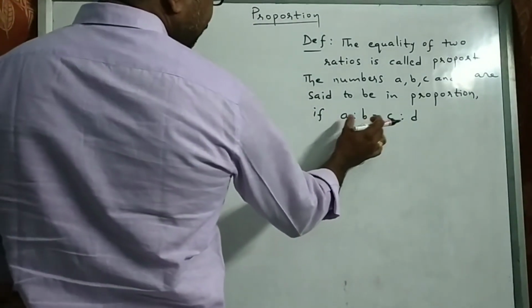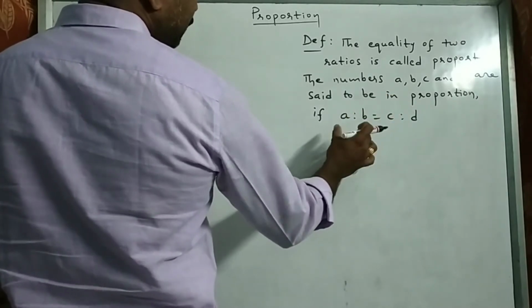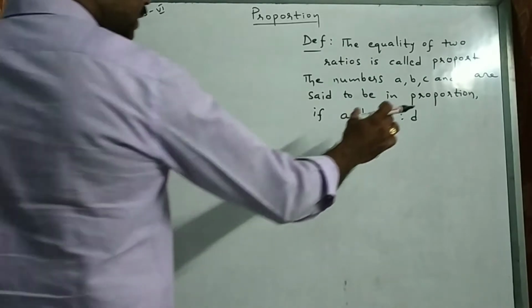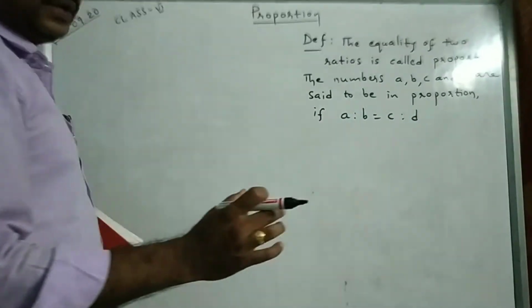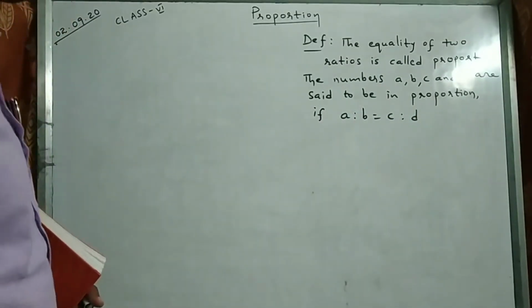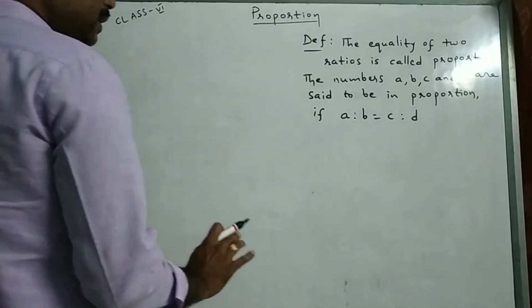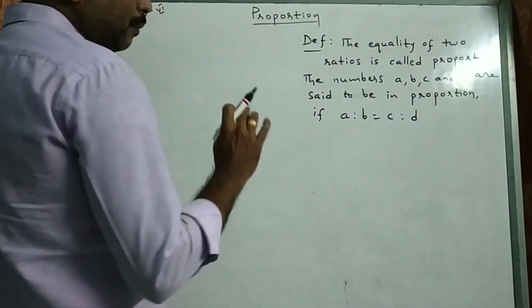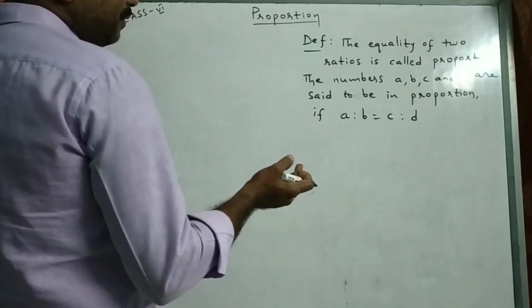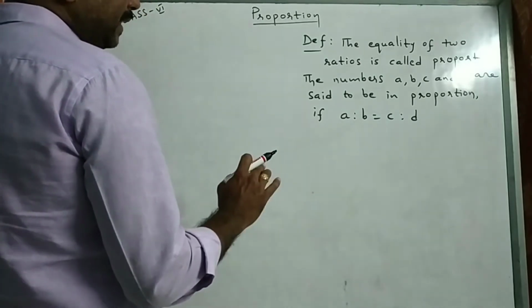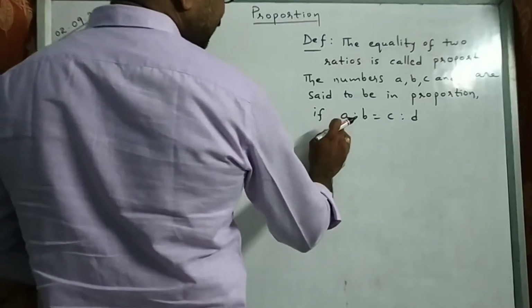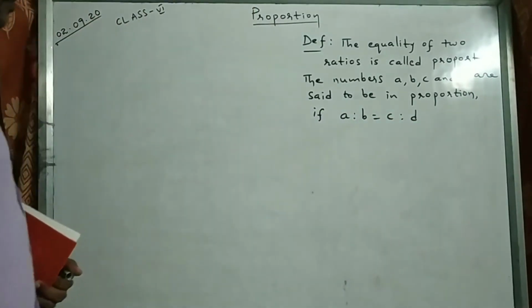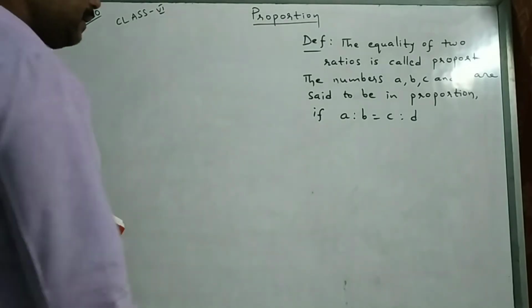So for the numbers to be in proportion, these two numbers should be of the same unit and these should be of the same unit, no problem. But compulsory on left hand side, both antecedent and consequent should be of same kind, same units. Kg means kg, centimeter means centimeter. So both should be of the same kind.